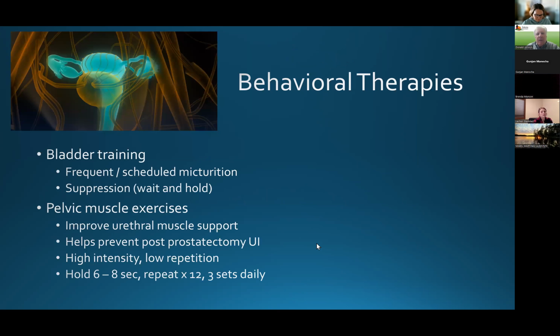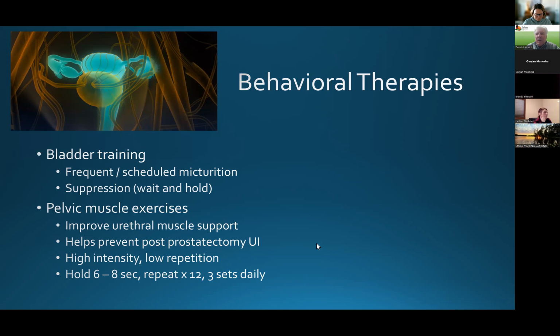So the behavioral therapy is, and I like this, this picture here on the left came from the University of California, San Francisco. They have a really neat web page if you want to look at interventions for urinary incontinence. But basically, bladder training. And what you want to do is have frequent and scheduled urination or micturition. And so a lot of times you go every 2 hours, whether you need to go or not. So that's called scheduled toileting.